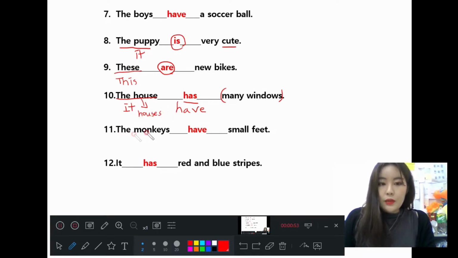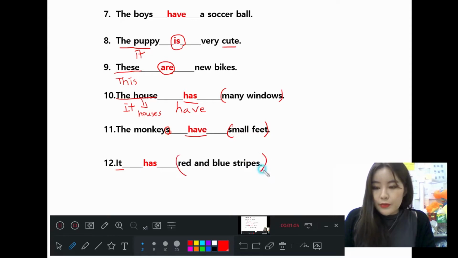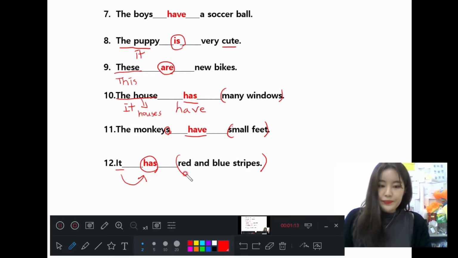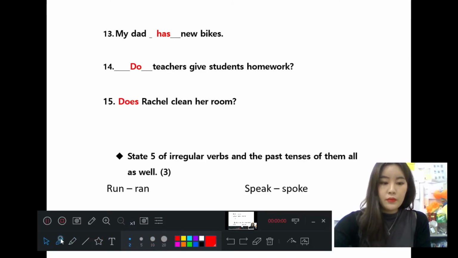And next, the monkeys. It's also plural. 원숭이들은 small feet을 가지고 있다. Okay? And it has red and blue stripes를 가지고 있다. 이세 짝꿍은 it was has. Alright. Alright. Let's go to the next page and let's take a look at number 13.